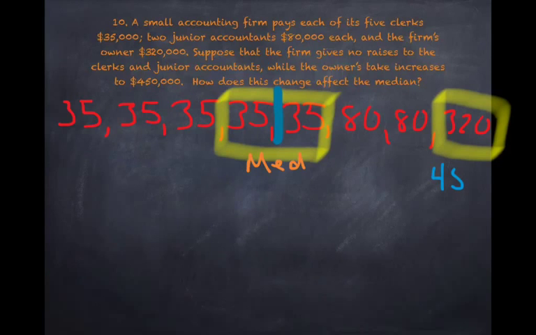Well, here this is going to go up to 450,000. Does that affect anything in the middle there? No, it doesn't. The median is not affected, and so that owner could get as high a raise as they like, and the median is not going to change. Now, if you change one of the clerks, then you could say the median will be affected. But here, if you just change the owner, it's not going to be affected. The mean would have been affected, but the median is unaffected by this change here.